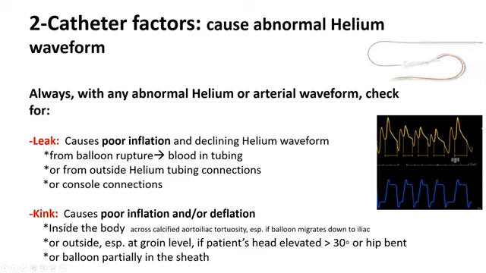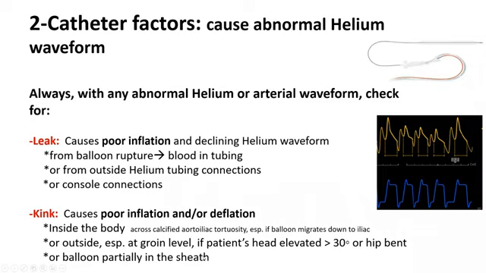So, what are the causes of a kink? One is a kink inside the body across calcified aortoiliac tortuosity, especially if the balloon migrates down to the iliac. The balloon should be in the descending aorta, but if it goes down to the iliac, you're more likely to have kink. And actually, the displacement by itself will cause poor augmentation. So that's one cause of a kink that you should seek, and you can look for that by abdominal X-ray and chest X-ray.